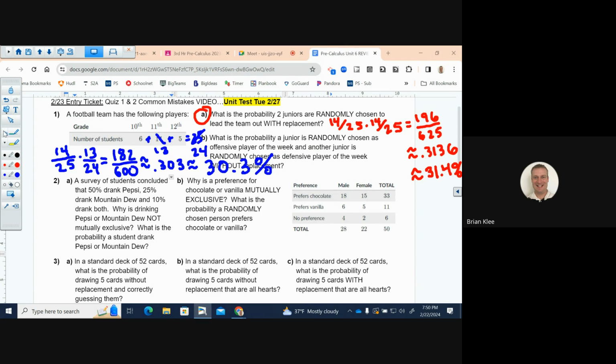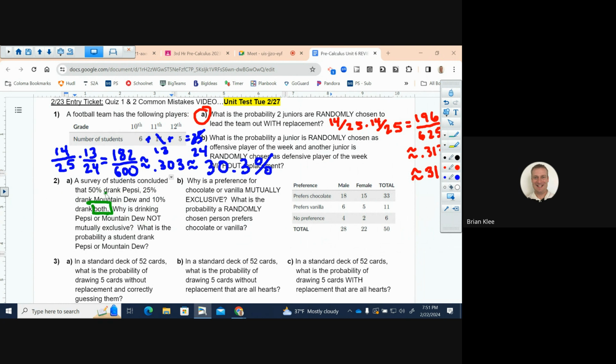Moving on. So let's take a look at 2A here. A survey concludes that 50% of students drank Pepsi, 25% drank Mountain Dew, and 10% drank both. So we've got this overlap. Why is drinking Pepsi or Mountain Dew not mutually exclusive? What is the probability a student drank Pepsi or Mountain Dew? That both tells us it is not mutually exclusive.